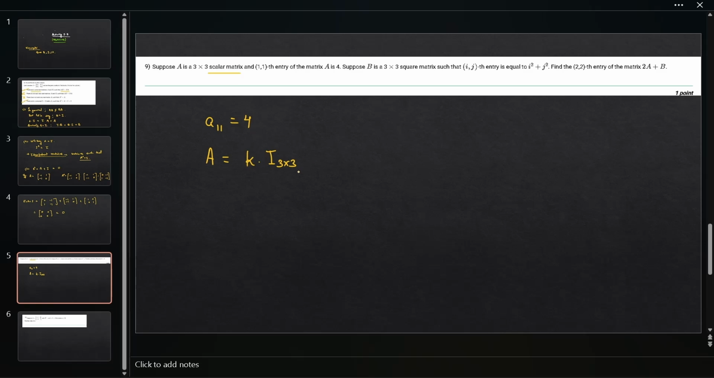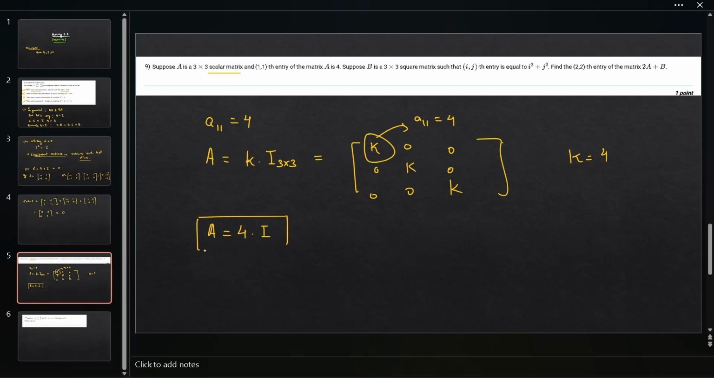Why so? Because the value of K I33 would be K, 0, 0, 0, K, 0, 0, 0, K. And we are given that this entry, that is A11, is equal to 4. That means K is equal to 4, right? So A could be written as 4 times I. And why did we do that? Since A is a scalar matrix.